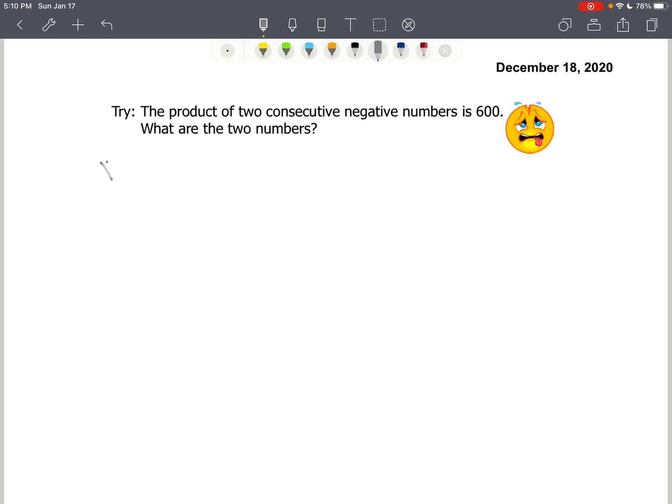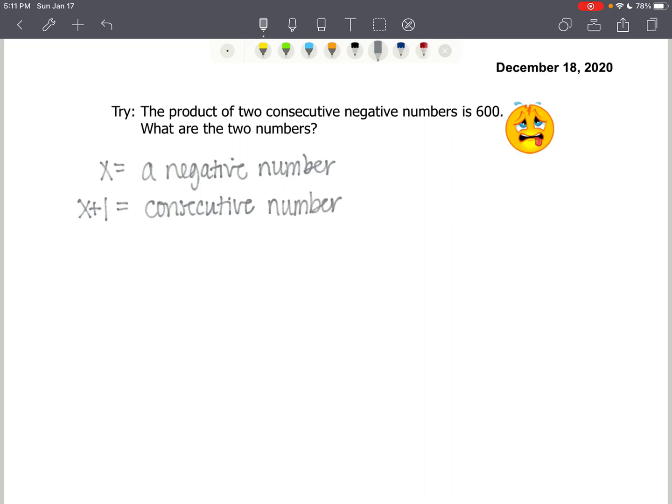Welcome back. I defined x to be a negative number. And then the next consecutive number would be adding 1. So the product of 2 consecutive negative numbers is 600. So x and then x plus 1 is going to be a consecutive. Consecutive means right next to. What are the two numbers?